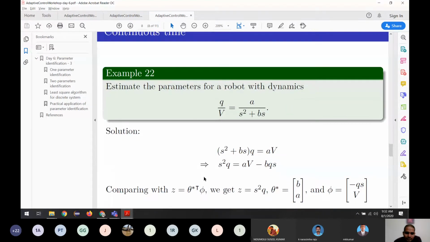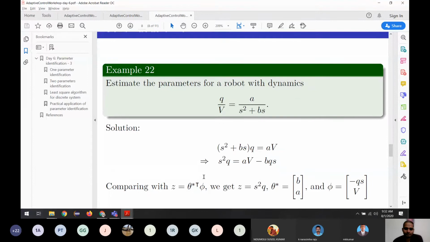Let's solve example 22, where we go to the robot again. I'm not going to show the visual part of the robot, but let us use the dynamics we understood from the second day, that it is a second order system. Q is the manipulator position and V is the voltage input to the motor. So this is the dynamics we have. If we rearrange the equations, we get this form.